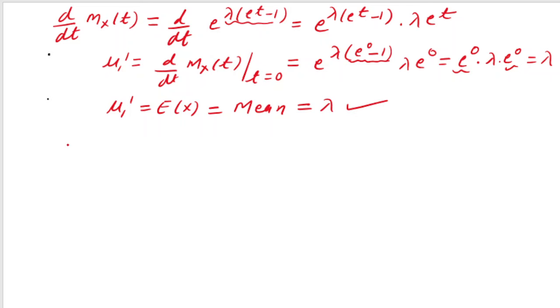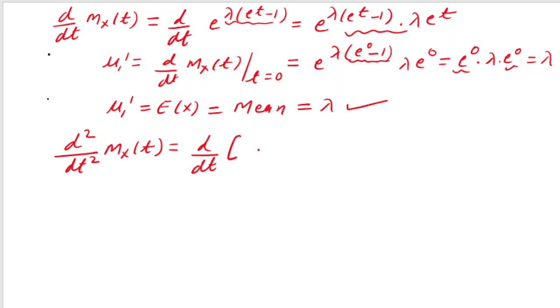Now I want to find the variance. To find the variance, first of all we have to find mu2 dash, and to find mu2 dash we have to differentiate the moment generating function M_x(t) with respect to t two times. We already have differentiated the moment generating function one time, and what we have got, you can see this result, is lambda into e to the power t into e to the power lambda (e to the power t minus 1), right?